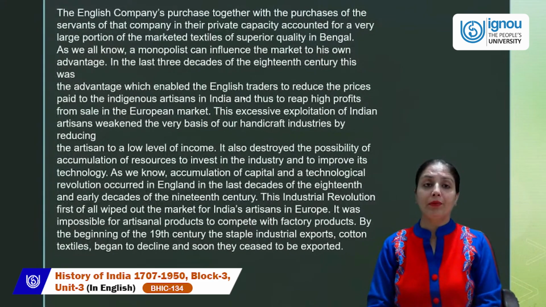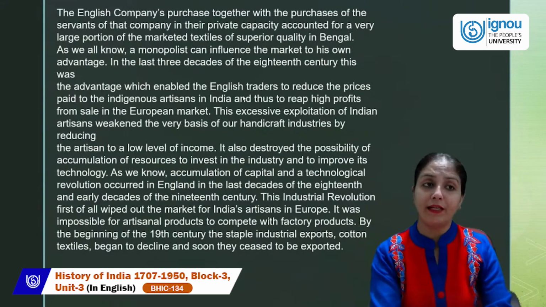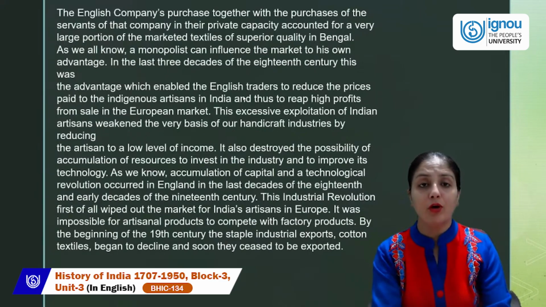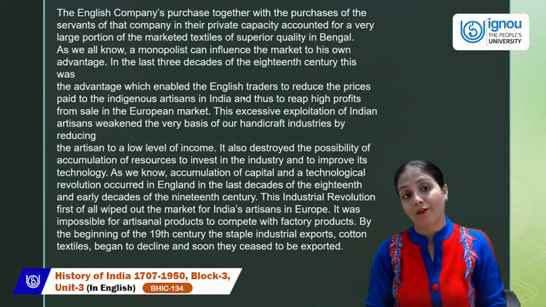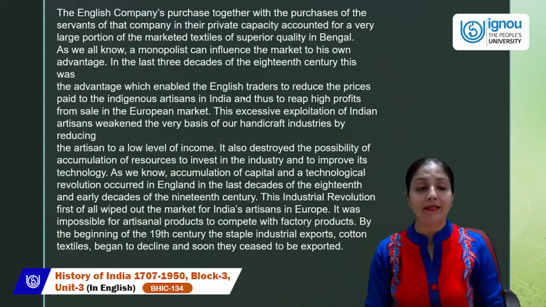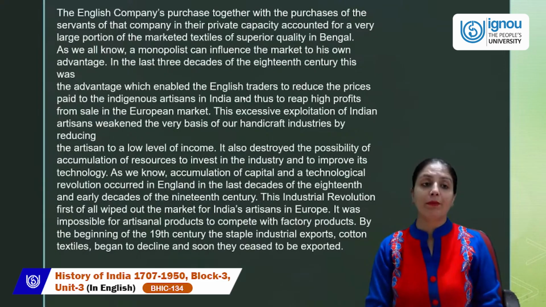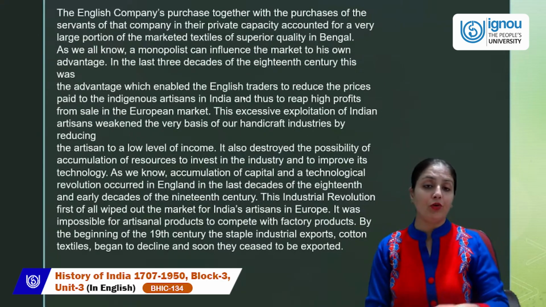Next, the English East India Company, together with the servants of that company in their private capacity, accounted for a very large portion of the marketed textiles of superior quality in Bengal. As we all know, a monopolist can influence the market to his own advantage. In the last three decades of the 18th century, this was the advantage which enabled the English traders to reduce the prices paid to indigenous artisans in India, and thereby reap high profits from sales in the European market.